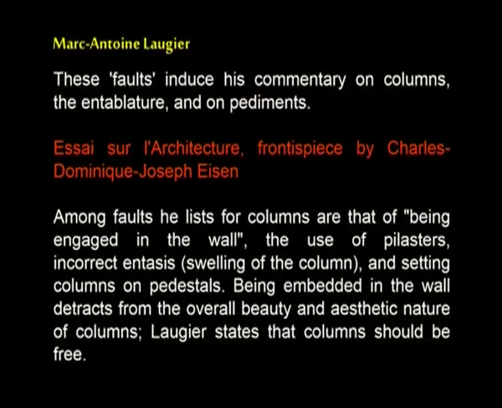Entasis is a property wherein you bulge the column in the middle so that the column appears as an even line to your eyes, because the Greeks used entasis as an optical correction methodology in their buildings. Often their buildings are not exactly rectangles; they are actually a little skewed and a little bulged on the side and in the middle, so that it appears as if it's a perfect rectangle from a distance. So, the Greeks used it extensively. Laugier insists on being against incorrect entasis.